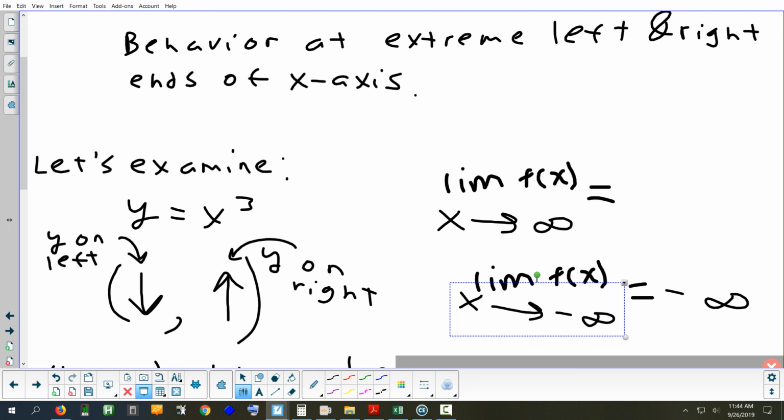What about the limit of the y value as x approaches positive infinity? It's going up. That's what we said right here. Up means positive infinity. Okay? So polynomials always involve infinity and negative infinity. Always. That's always what the y value approaches. You have to figure out if it's positive or negative.